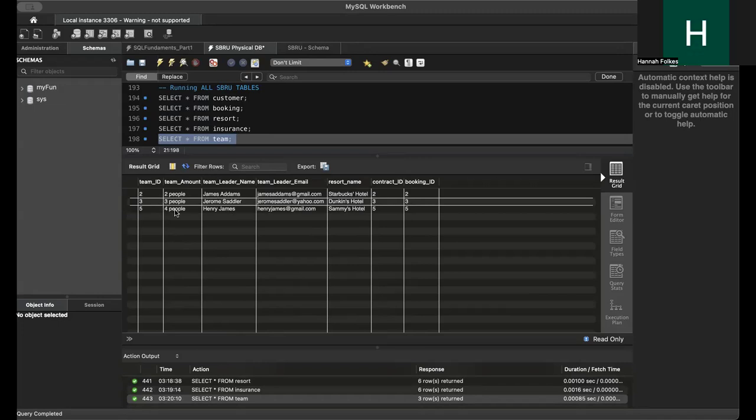So basically in the group table, you'll see the team ID number followed by the team amount. And the team amount basically tells us how many people are in your group. Then we will have the team leader name. And the team leader is basically the person that's responsible for submitting the final payment for your group vacation plan. Then we have the resort name, so it's the SBRU hotel that the whole group will be staying at, followed by the contract ID number and the booking ID number.